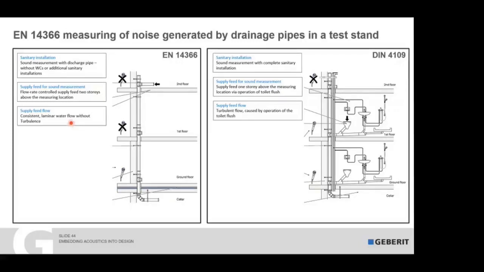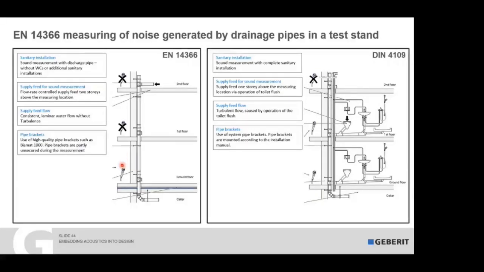Then also the supply feed flow. Here they go up to 2 liters per second, 4, 6 or 8 liters per second with a constant laminar water flow, and then they start to measure. And of course, when you flush a toilet, you always have a turbulent flow caused by the operation of the toilet flush. So we already know that most of the noise is generated within these fittings, when you have the branch pipes and the water hits the walls of the branch pipes. And here you only measure a straight pipe which comes in and is measured only 2 floors below. So the results are not like a realistic build-up.